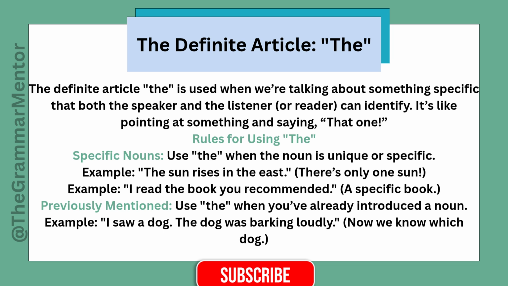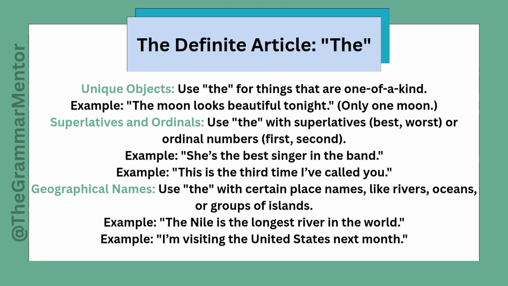Use the when you've already introduced a noun. Example. I saw a dog. The dog was barking loudly. Now we know which dog. Unique objects. Use the for things that are one of a kind. Example. The moon looks beautiful tonight. Only one moon. Superlatives and ordinals. Use the with superlatives, best, worst, or ordinal numbers, first, second. Example. She's the best singer in the band. Example. This is the third time I've called you.